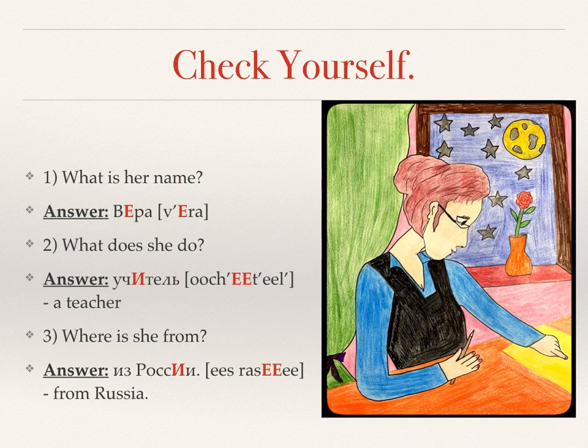Check yourself. Number 1. What is her name? Answer: Vera. Number 2. What does she do? Answer: Учитель, a teacher. Number 3. Where is she from? Answer: Из России, from Russia.